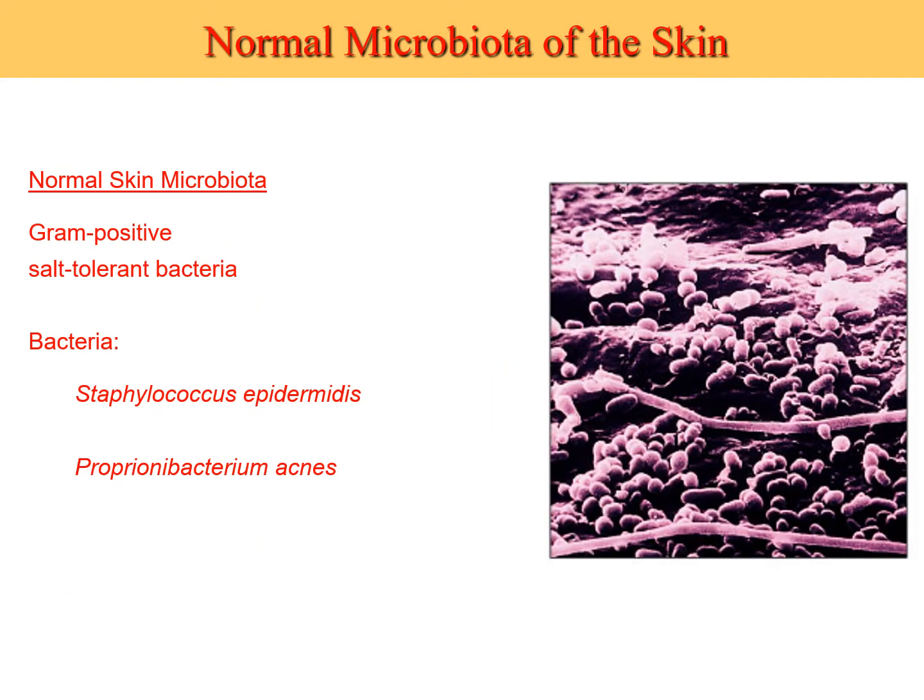Now, normally on skin, there is a microbiota, a normal population of bacteria that are generally all gram positive, and they are quite salt tolerant. They can tolerate the higher salt levels that you find on the skin. Typical ones that are found on everyone worldwide are Staphylococcus epidermidis and Propionibacterium acnes. Those are the two main organisms that are found on the skin, and they compete for the nutrients and space on the skin. They compete so that it makes it difficult for pathogens to get a foothold.